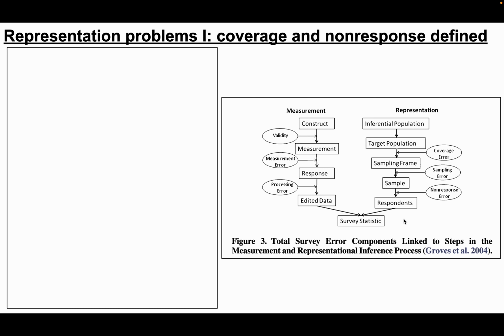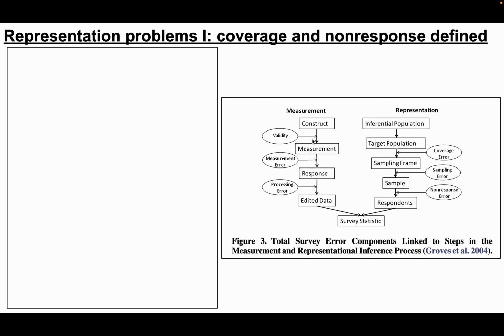Coming over here to the measurement side of things, the construct is the concept in all of its conceptuality, in its full abstract form, that we're interested in. Measurement is the actual questions that we ask of people, response is the actual answer that they give, and then the edited data are the actual data that we get.